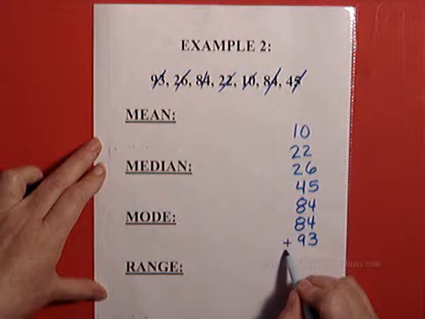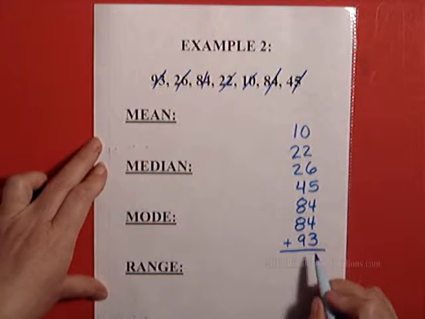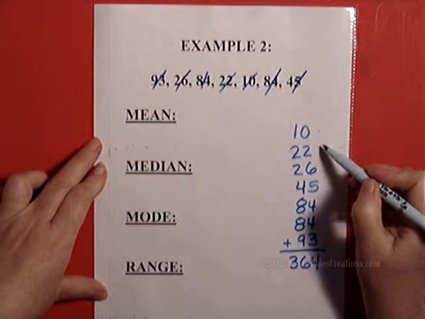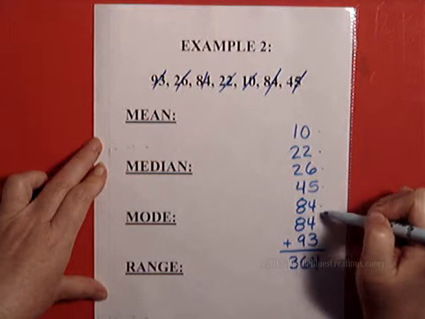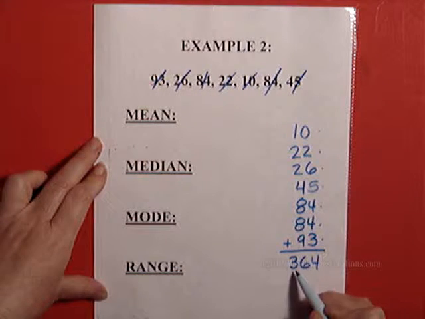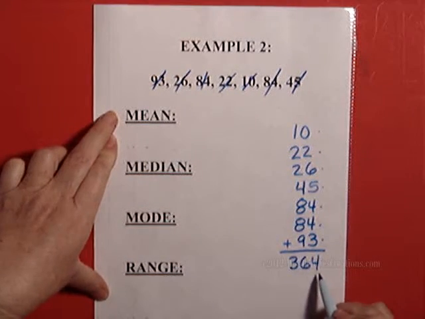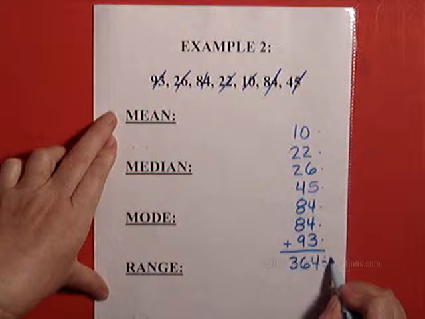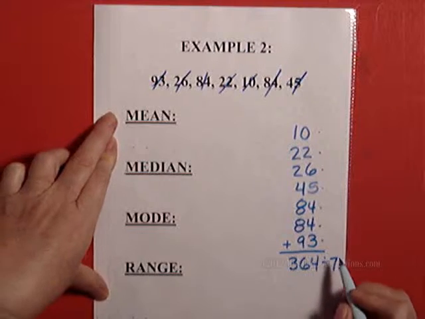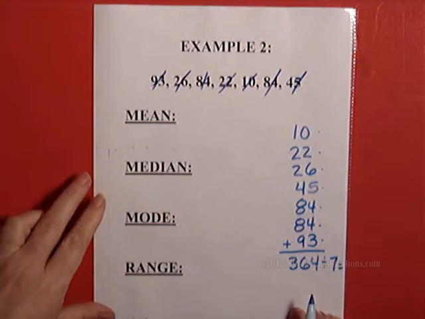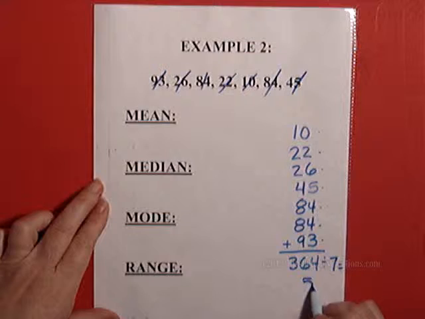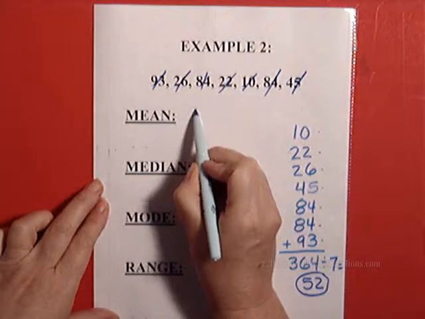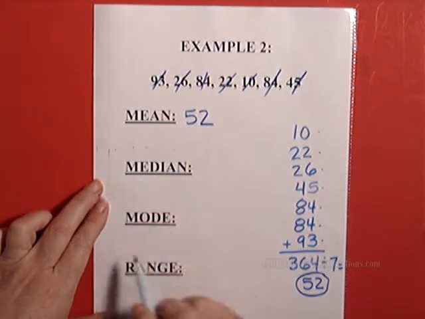Okay, we're going to add those up together, and that number comes to 364. Now we have 1, 2, 3, 4, 5, 6, 7 numbers. To get the mean, we have to add them up, get this number, and then we divide by 7 because there were 7 numbers. And 364 divided by 7 is 52. So the mean, or the average, of all those numbers is 52.